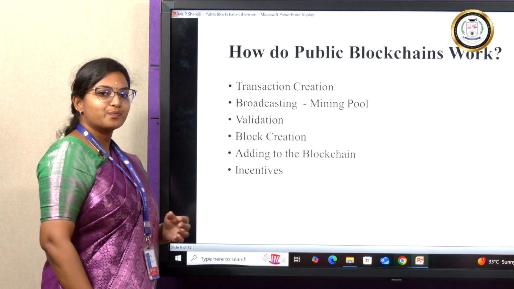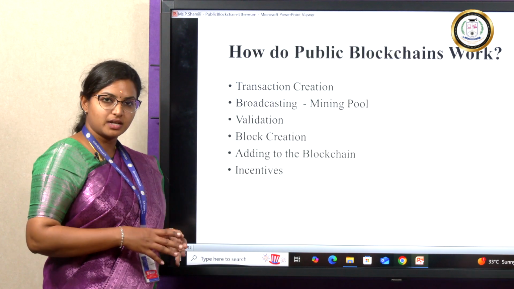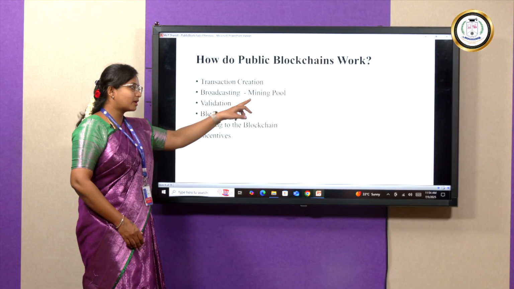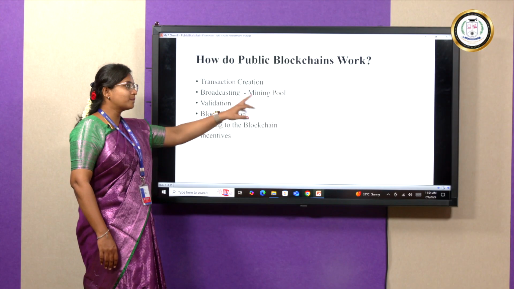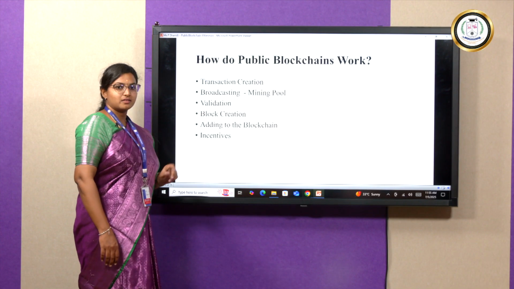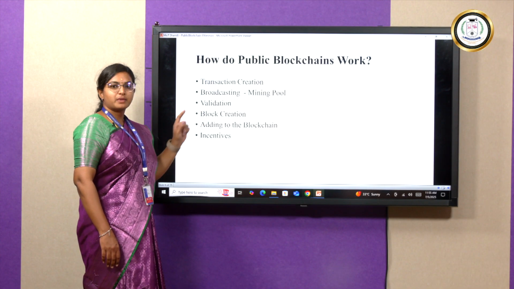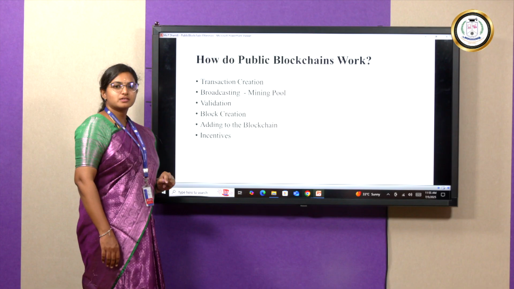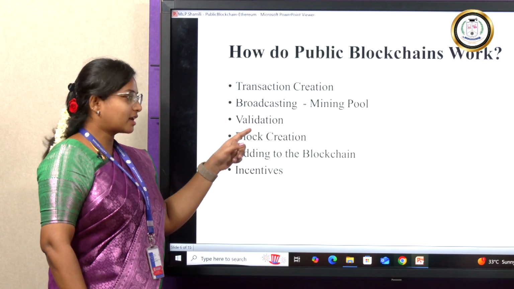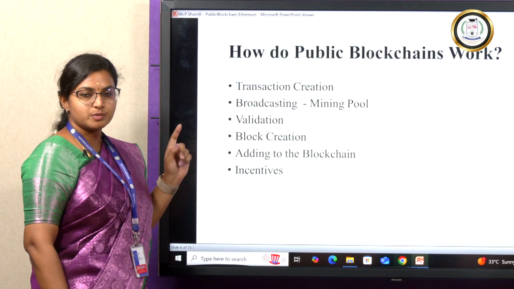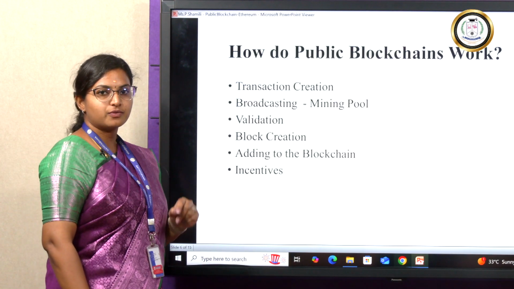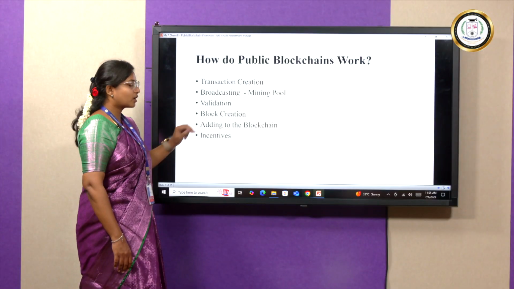Then broadcast: if the transaction has been done, it will be stored in a block. That block will go and settle into the mining pool area, where every transaction is settled. Then validation, which comes under the mining process. The miners who undergo the mining process perform the validation. There come the consensus algorithms, which means proof of work, proof of stake, proof of authority and some other proofs. Then block creation.